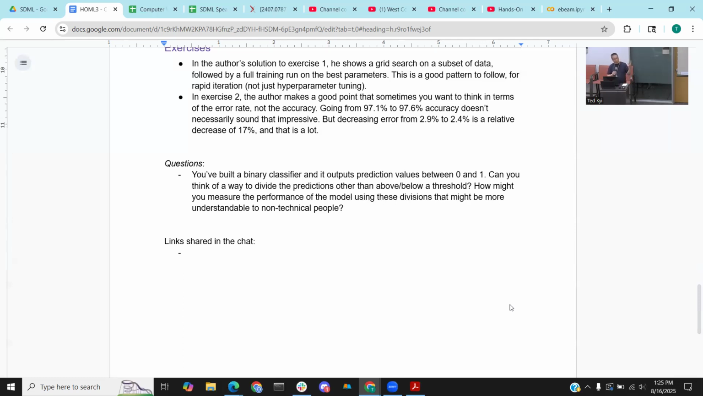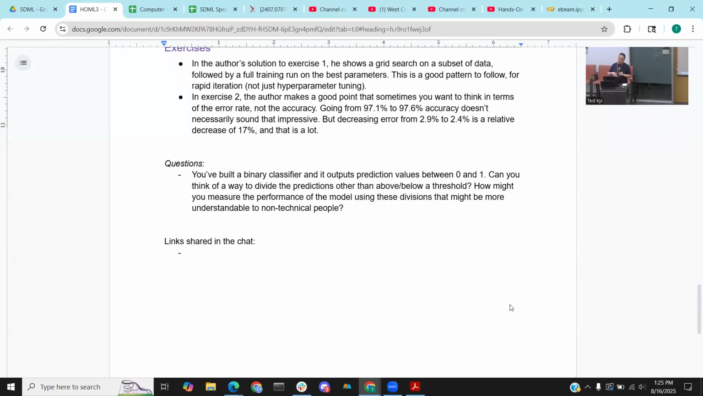But in my scenario, I'm saying you've built a binary classifier and it's outputting prediction values between 0 and 1 for your positive class, 0 for your negative class. Can you think of a way to divide the predictions other than just simply setting a threshold and saying above and below the threshold? And then how might you measure the performance of the model using these divisions that might be more understandable to non-technical people?